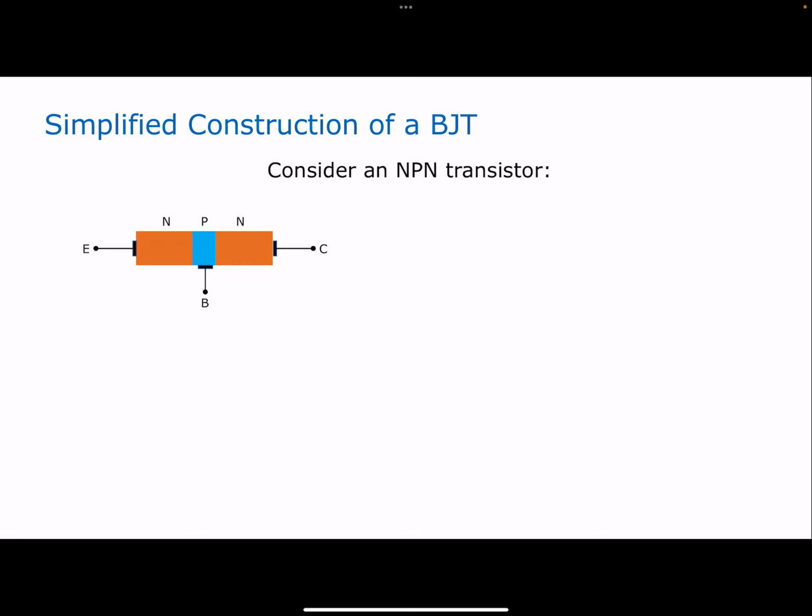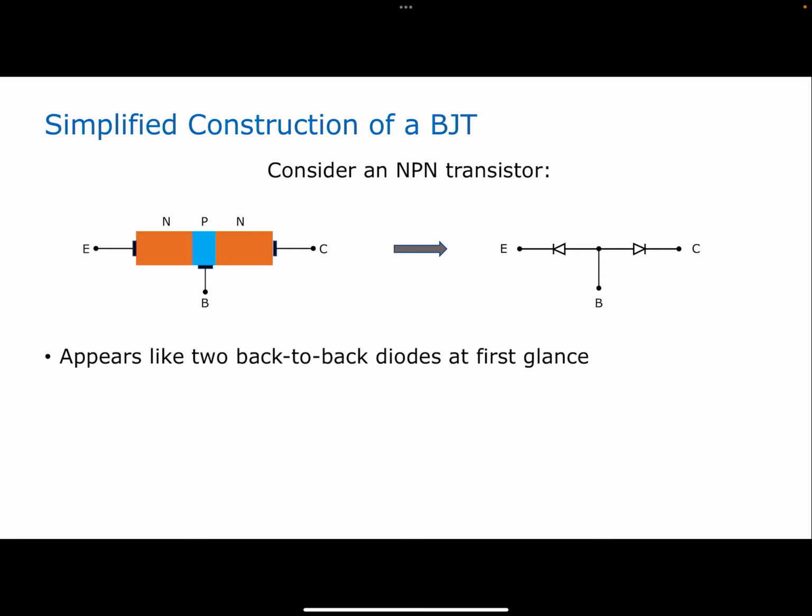Okay, let's take a look at your NPN transistor. So you have two junctions. You have your PN junction here and you have your PN junction there. At first glance, this is what it looks like. So you have a diode from your base to your emitter, and you have a diode from your base to your collector. So it appears like two back-to-back diodes, where you have access to the interconnection between the two diodes.